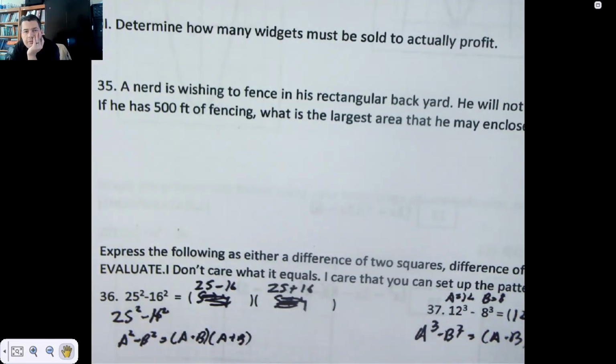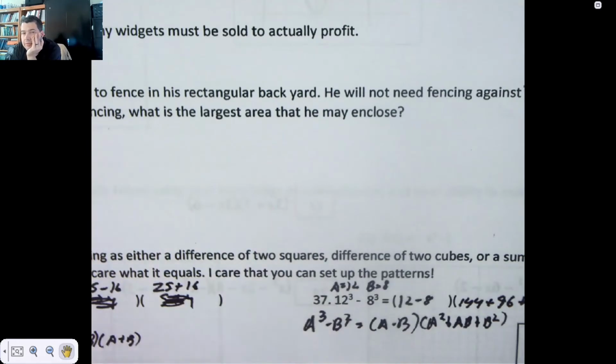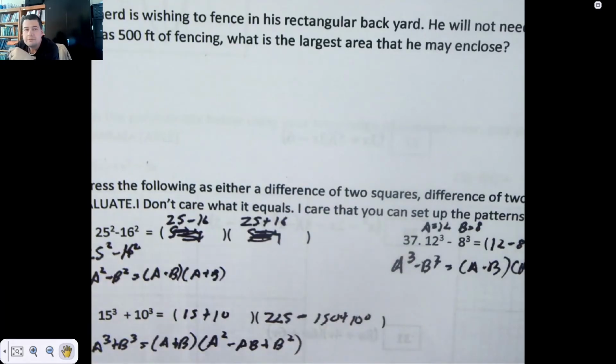A nerd is wishing to fence in his rectangular backyard. He will not need fencing against his house. He's going to make a three-sided rectangle. If he has 500 foot of fencing, what is the largest area that he may enclose?